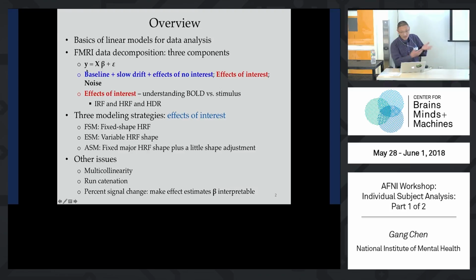On the left-hand side, we have the data from the scanner after some pre-processing steps. On the right-hand side, we have the design matrix, multiplied by the effect estimates, plus the residuals. We're probably going to spend a lot of time on the design matrix, because we call it design matrix.